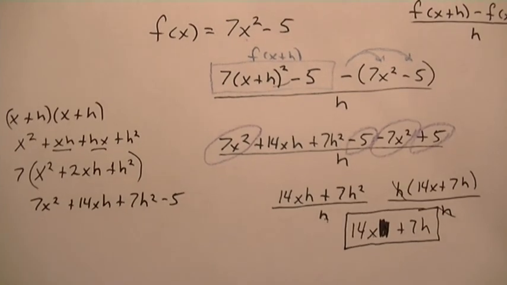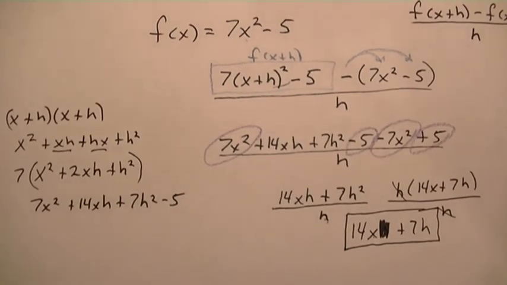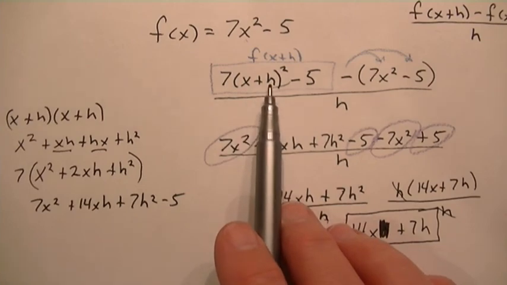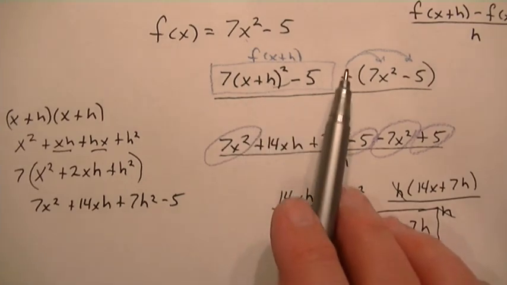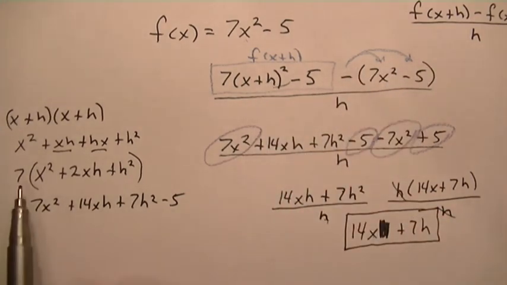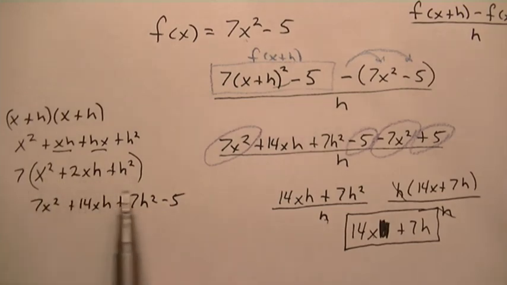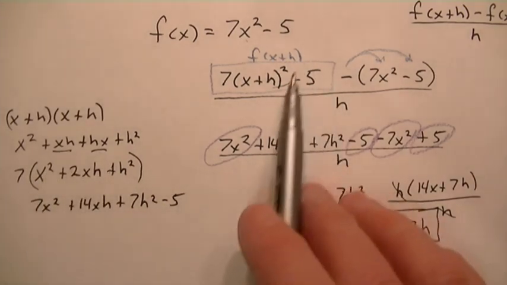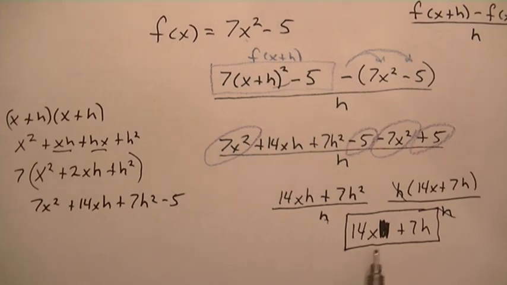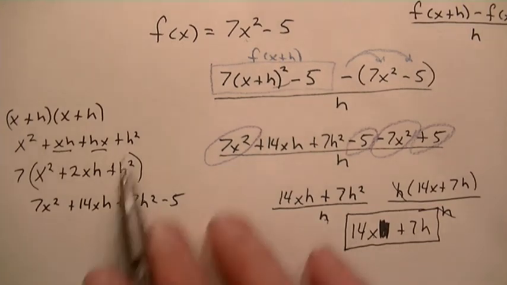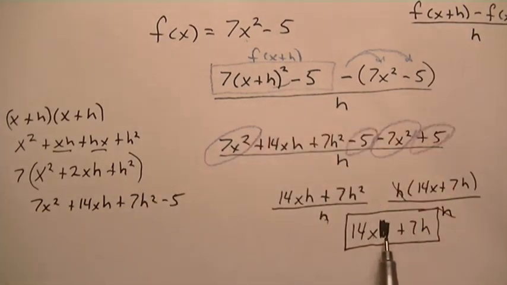The thing with these problems is more attention to detail and performing these basic operations, binomial expansion, watching your negatives, distributing things, distributing this 7. Don't distribute it over the negative 5. It doesn't belong there. Those kinds of things are things you want to watch out for. And if you do all those things right, and as long as you don't make a mistake like I did, in the end, you're going to be fine.